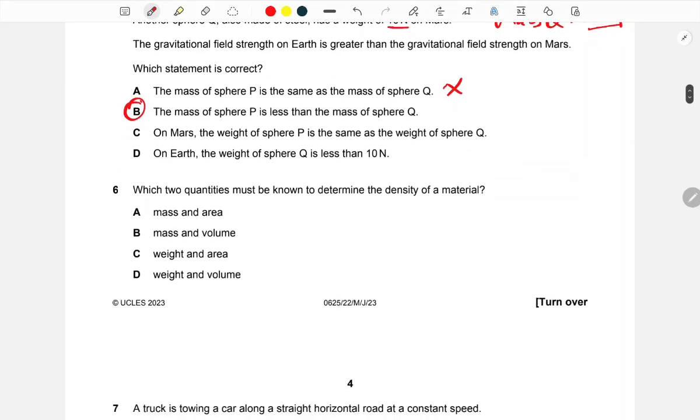Number 6. Which two quantities must be known to determine the density of a material? So density is simply mass over volume. So the answer is going to be B.